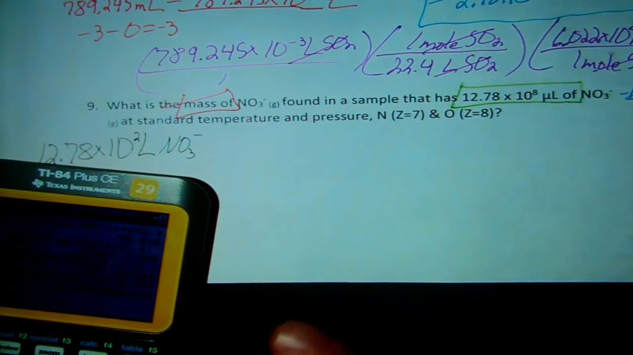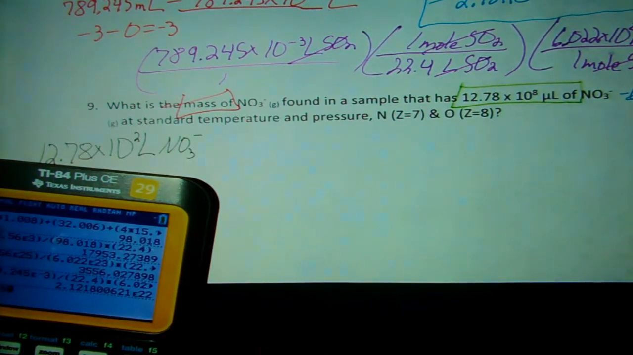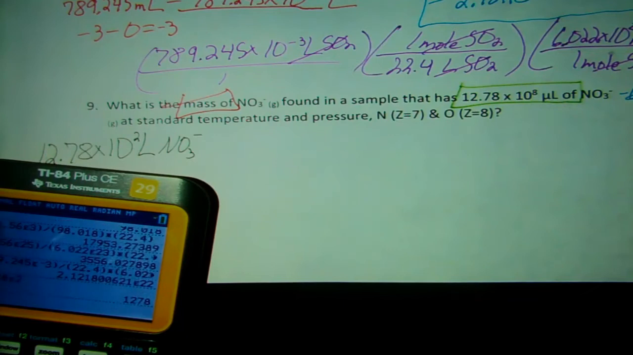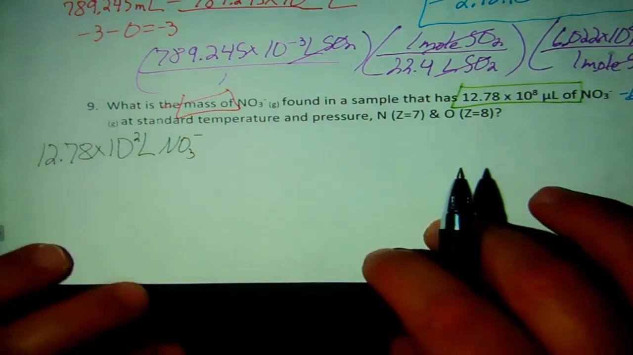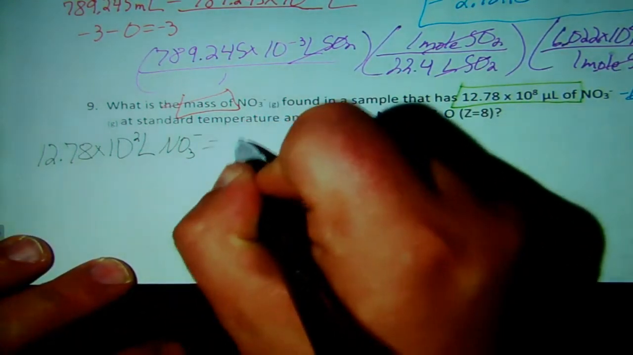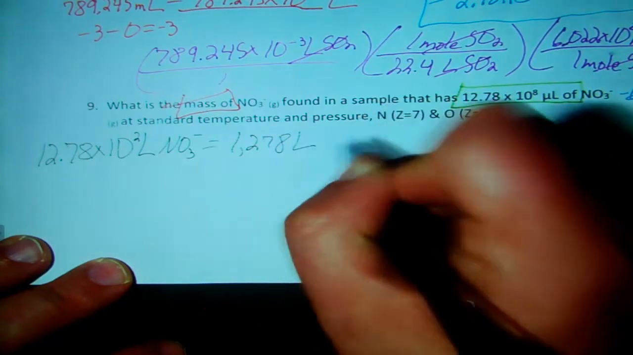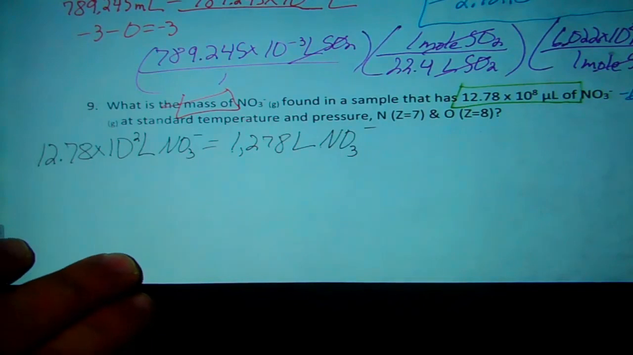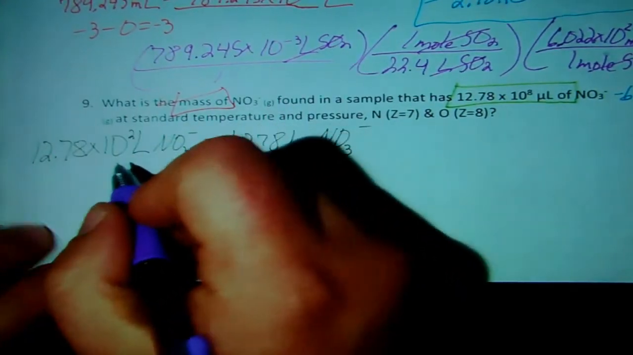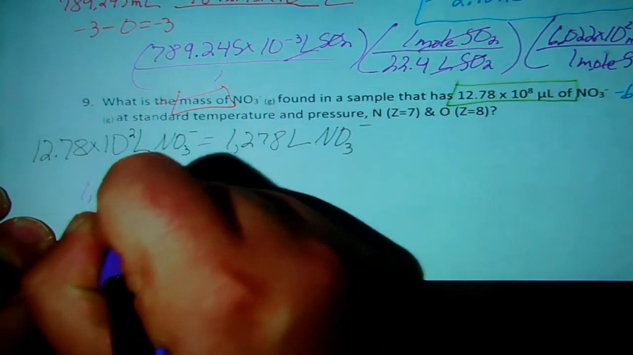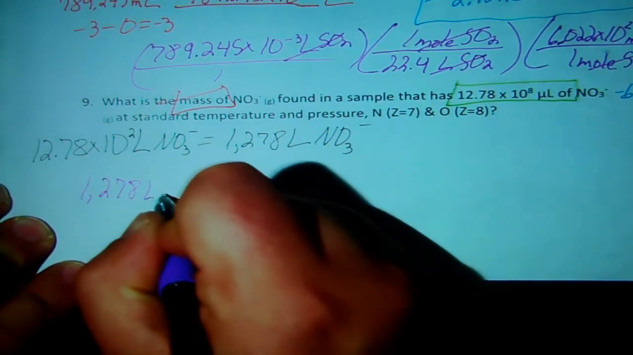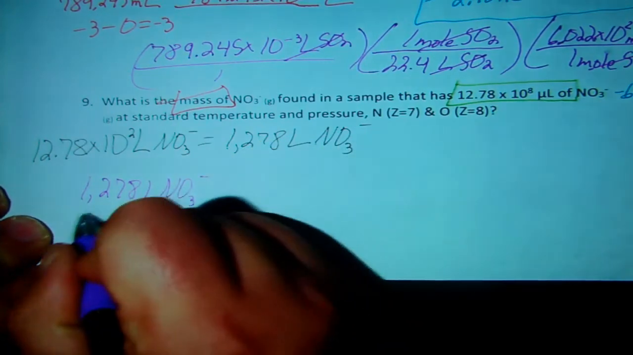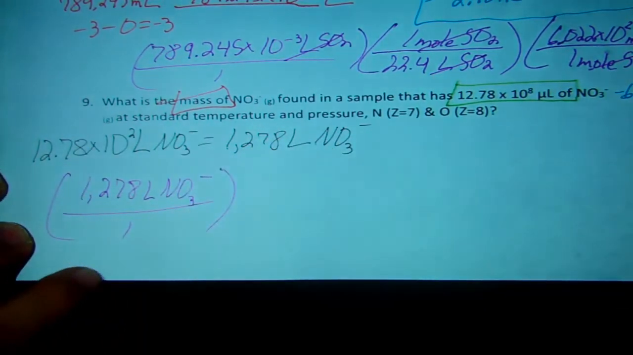But this is the thing. If I just wanted to do this, and just to show it to you on the calculator, 12.78 times 10 to the second is 1,278. So I'm just going to set this thing at 1,278 liters of nitrate. Now in this, let's start working these calculations out. It's pretty difficult ones here. So 1,278 liters of nitrate, set it over 1.